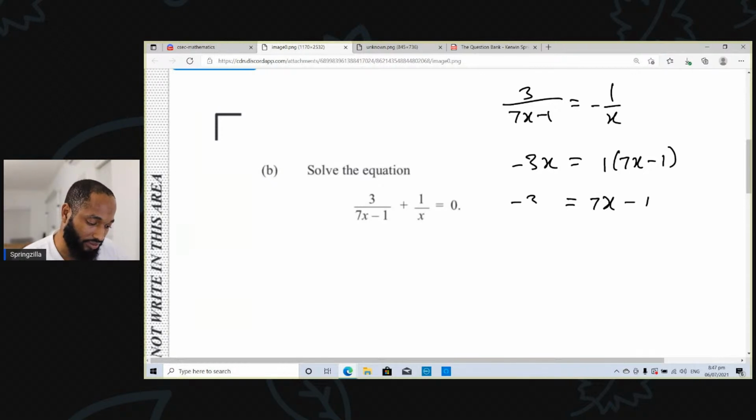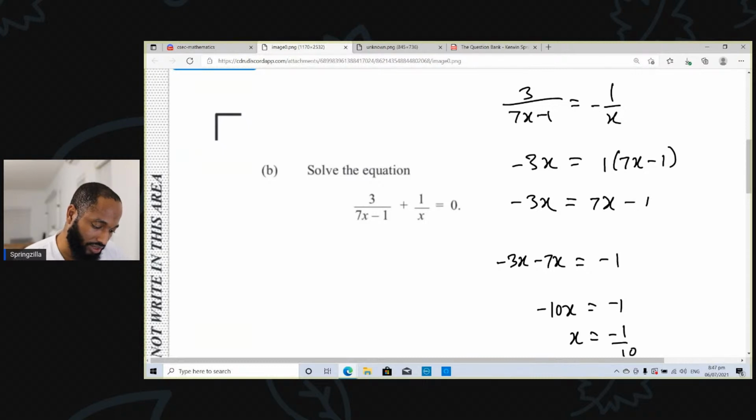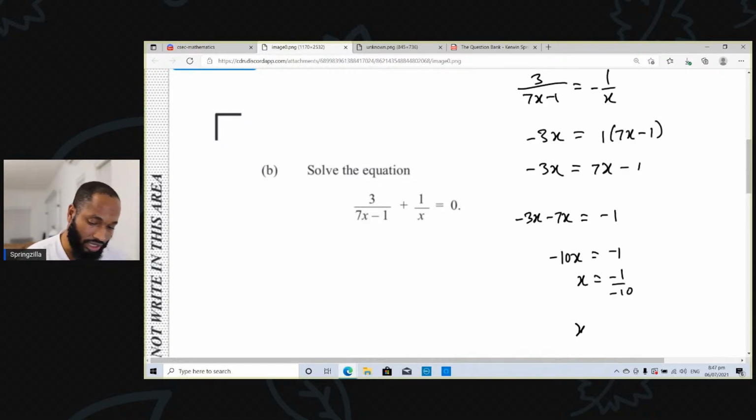So taking that, 3x minus 1, bring across the 7x. Well, I'm going to do it slowly. 3x minus 7x is equal to negative 1. Negative 10x is equal to negative 1. x is equal to negative 1 over negative 10, which is 1/10. x is equal to 1/10.